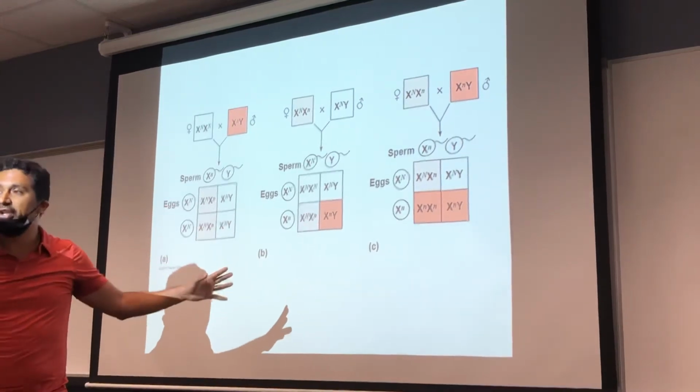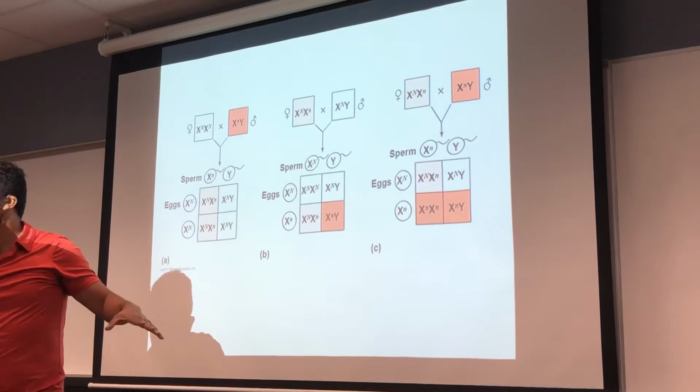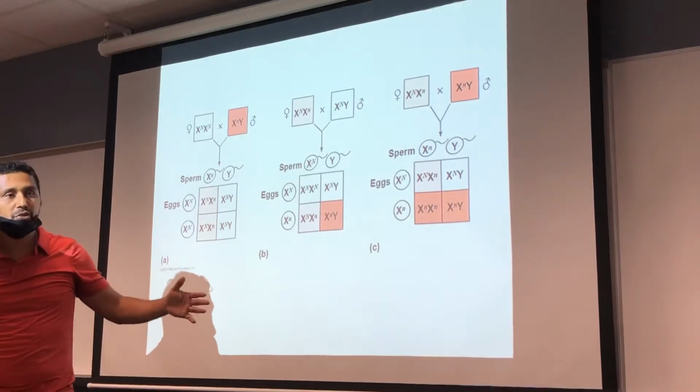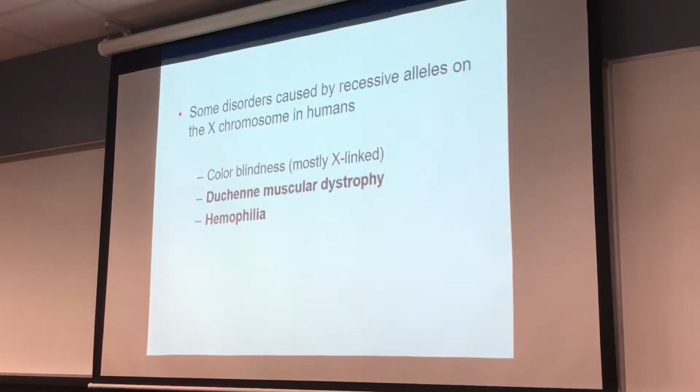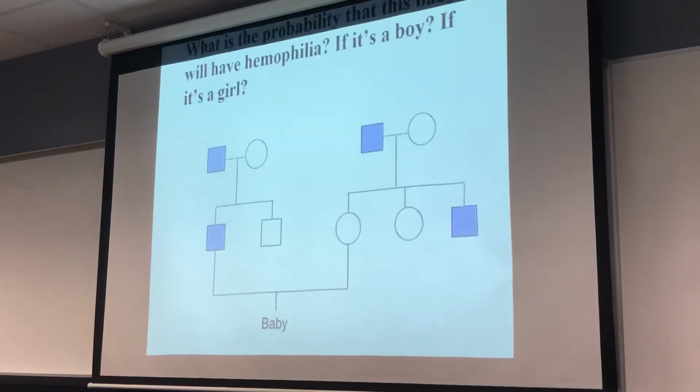If you have this genetic makeup from the parents, what would be the phenotype or genotype ratio for the offspring? Okay? So some disorders are caused by recessive alleles on the X chromosome. You have color blindness, you have Duchenne muscular dystrophy, which is progressive muscle degeneration, and hemophilia, the inability or decreased ability to form blood clots. This can lead to excessive bleeding internally or externally. Those are passed on the X chromosome.